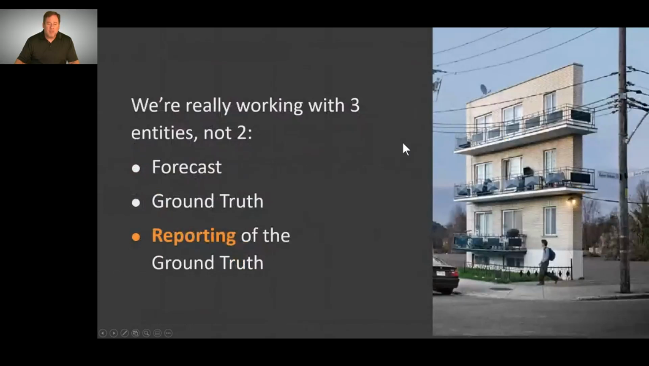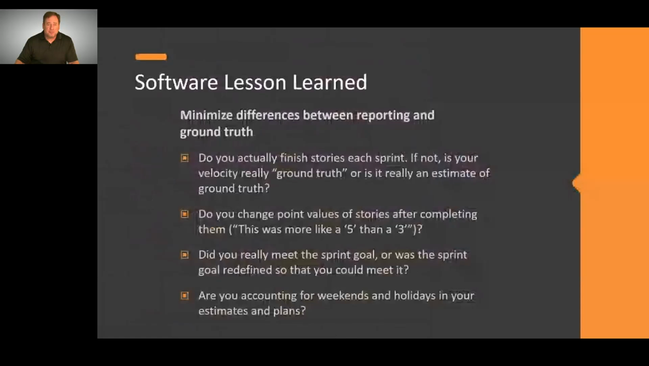And so really we're working with 3 entities, which is the ground truth, the forecast of what ideally would be based on the ground truth, but really we don't have the ground truth, we have the reporting of the ground truth, and that inserts some uncertainty or some error, which has been really kind of a plague on forecasting for the duration of the pandemic. In software, I think we can take some actions to minimize the differences between reporting and ground truth.